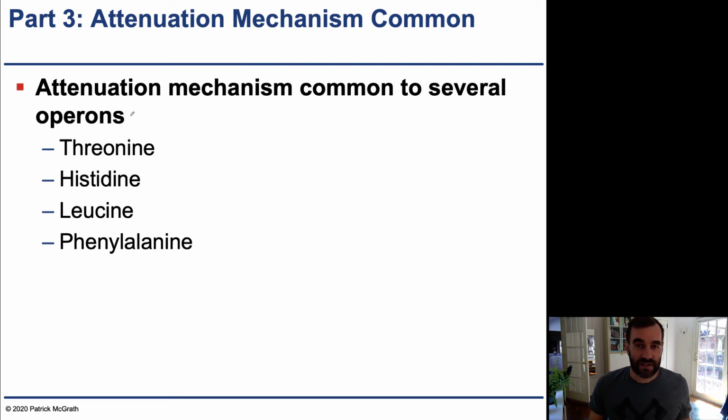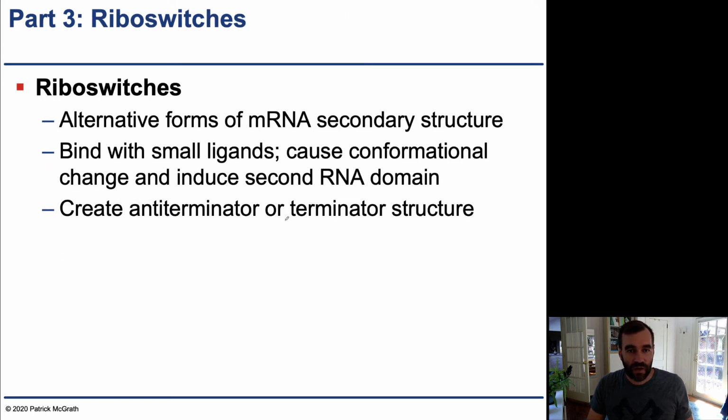Attenuation is not that common, but it does seem to be very common for the synthesis of a number of amino acids. It makes sense that this mechanism only works with amino acids, because the presence of amino acids can be translated into tRNAs being present or not. It's been shown to also be important for threonine, histidine, leucine, and phenylalanine. But the general idea of mRNA secondary structure being important has led to the idea of riboswitches.